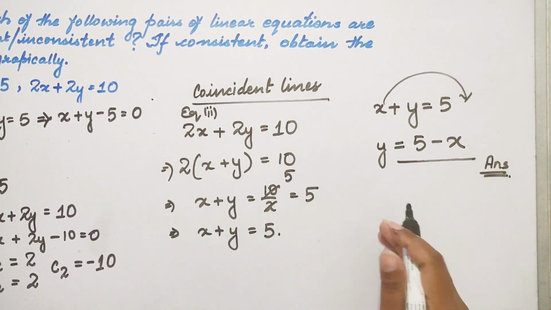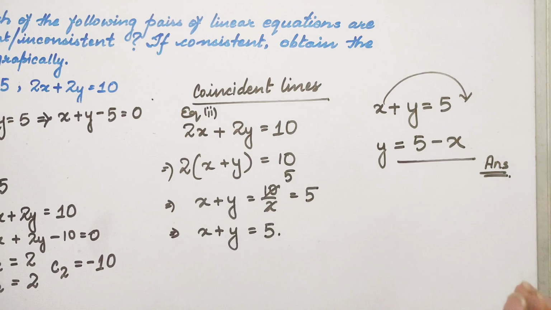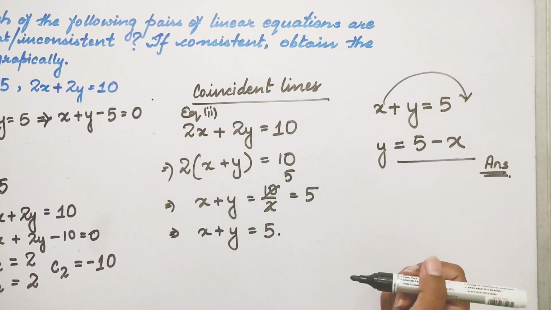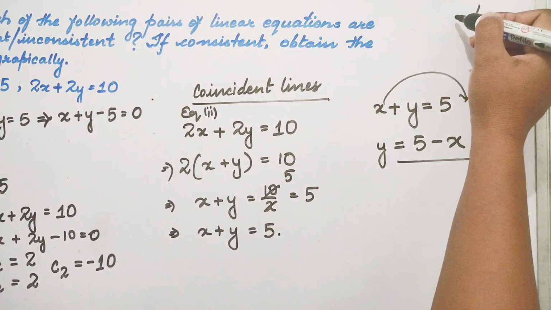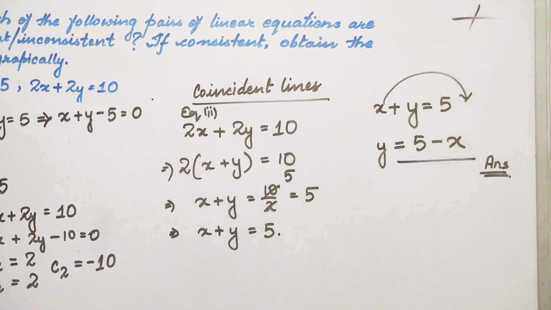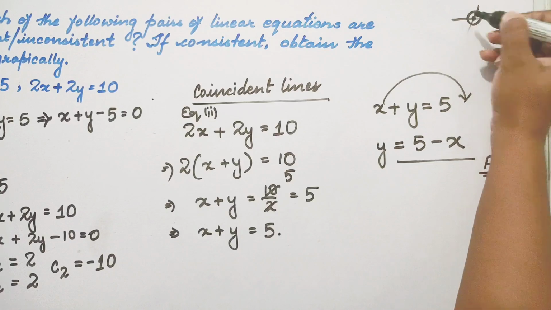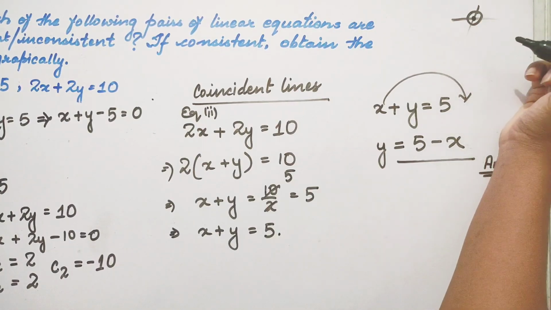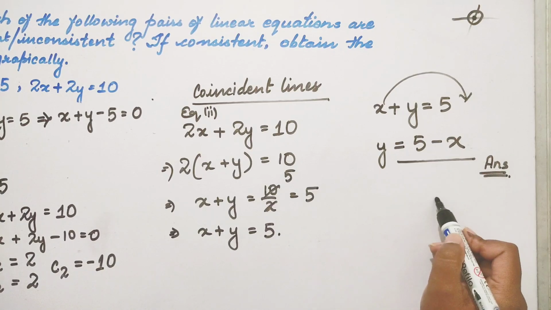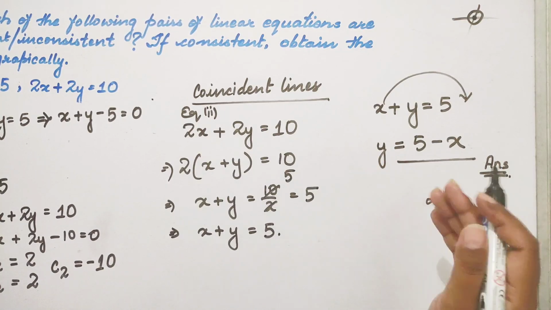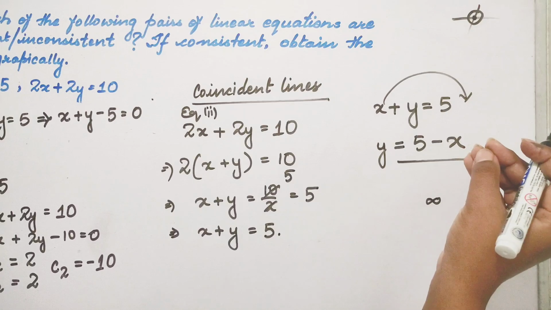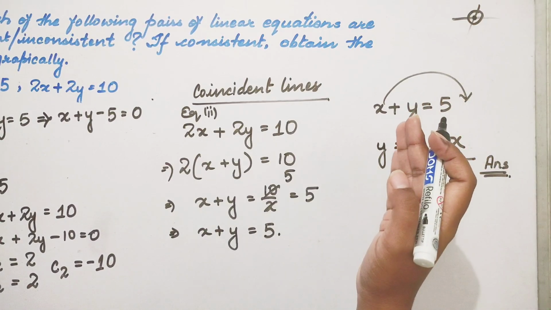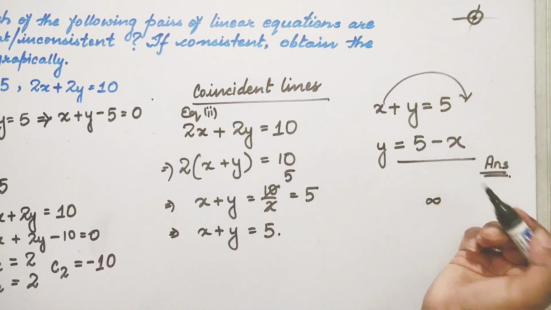Because there are infinitely many solutions, it is not possible for us to find the actual solution. If these lines had intersected at one point, then this would have been a single solution, and we would have been able to find the exact solution graphically. But since these have infinitely many solutions, for every value of x provided over here, the value of y that we will get is 5 minus x. So this is your solution.